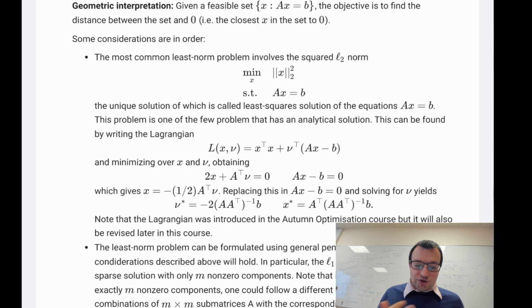Now let's make some observations. First of all, the most common least norm problem is the one that involves the L2 norm. So we have the minimization of the L2 norm squared of x subject to the linear constraint. This problem has a unique solution. It's called the least squares least norm problem, and the solution is called the least squares solution of the equations Ax equal to b, because among these possible solutions of Ax equal to b, we look for the one that has the least norm.